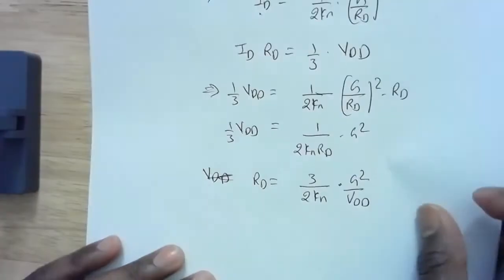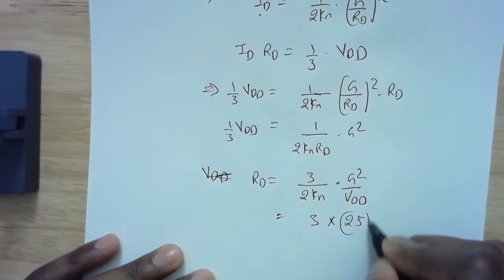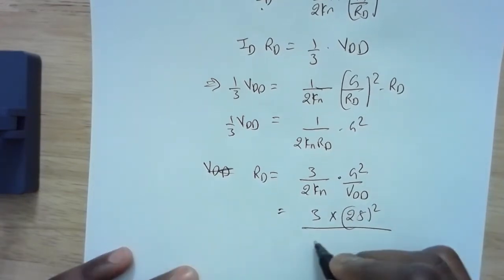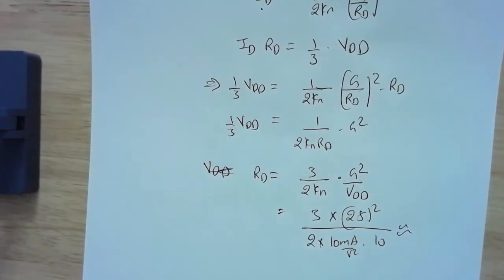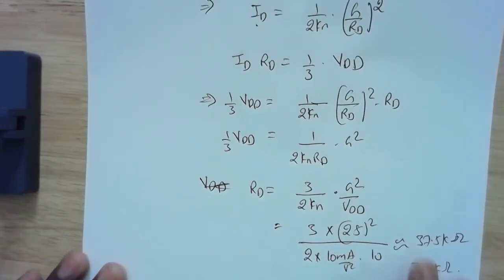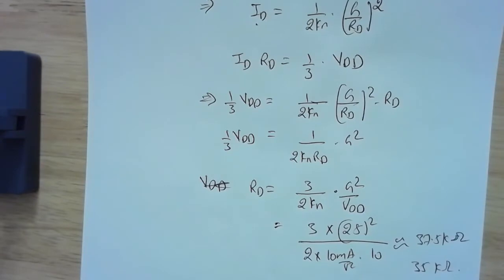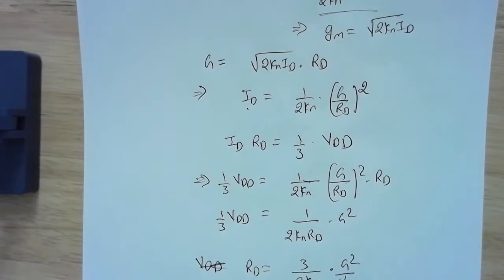And if you substitute all these values, this will be 3 times 25 squared divided by 2 times 10 milliamp per volt squared times 10, and this will come out to be approximately 37.5 kilo ohm. And I just chose 35 kilo ohm to round off and to make our calculations easier at the time. So that's how you can calculate RD. All right, so that basically completes the design.